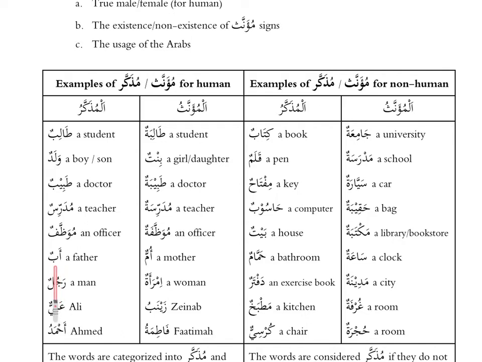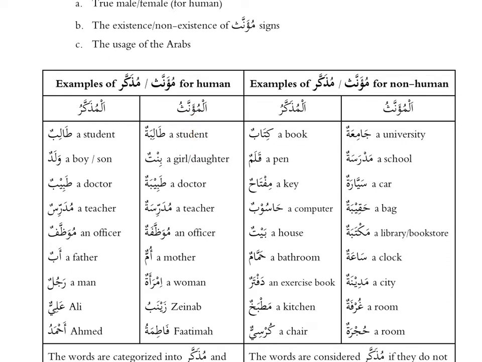Next word, abun or ab. Ab is a father, definitely it is muzakkar. Ummun, a mother. A mother is mu'annath. So the word is mu'annath. Next word, rajulun. Rajul, a man. A man, this is a muzakkar word. Imra'ah, imra'atun. Imra'ah, a woman. So a woman, definitely this is a mu'annath word.